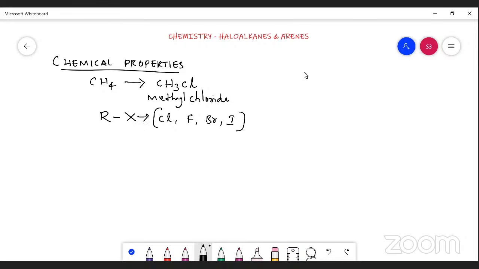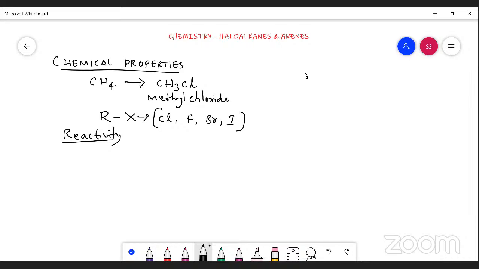Now we are going to discuss the chemical properties based on the reactivity of the haloalkyl group. Generally, haloalkanes are more reactive. Why are haloalkanes more reactive? If you take this R-X, whatever that halide group may be, for example, CH3Cl, C, H, 3, single bond, C.